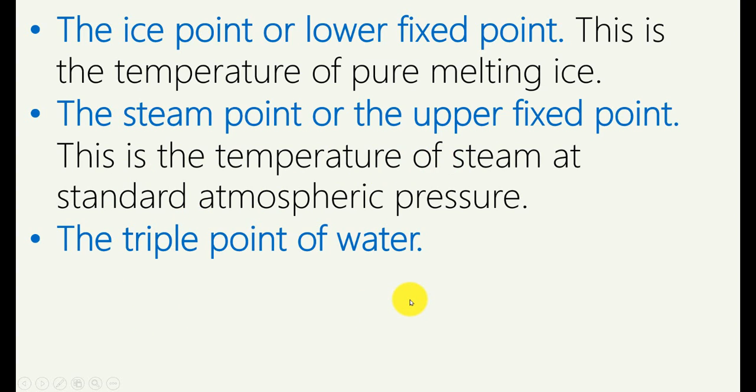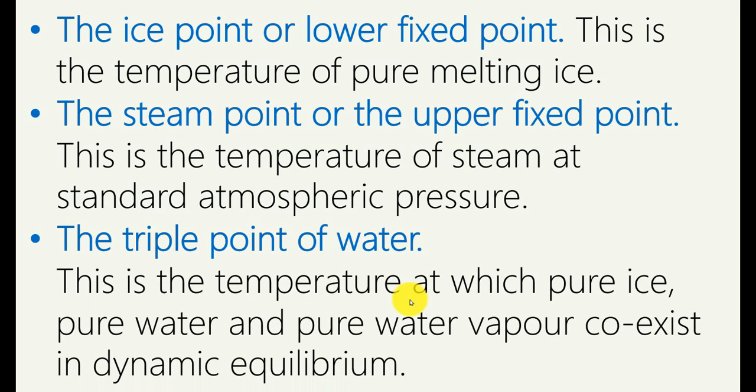And then lastly, we have what we call the triple point of water. The triple point of water is quite interesting. The triple point of water is a temperature at which pure ice, pure water, and pure water vapor coexist in dynamic equilibrium. Very interesting. How can we have all the three states of matter of water existing together in dynamic equilibrium? The temperature at which that occurs is what we call the triple point of water.